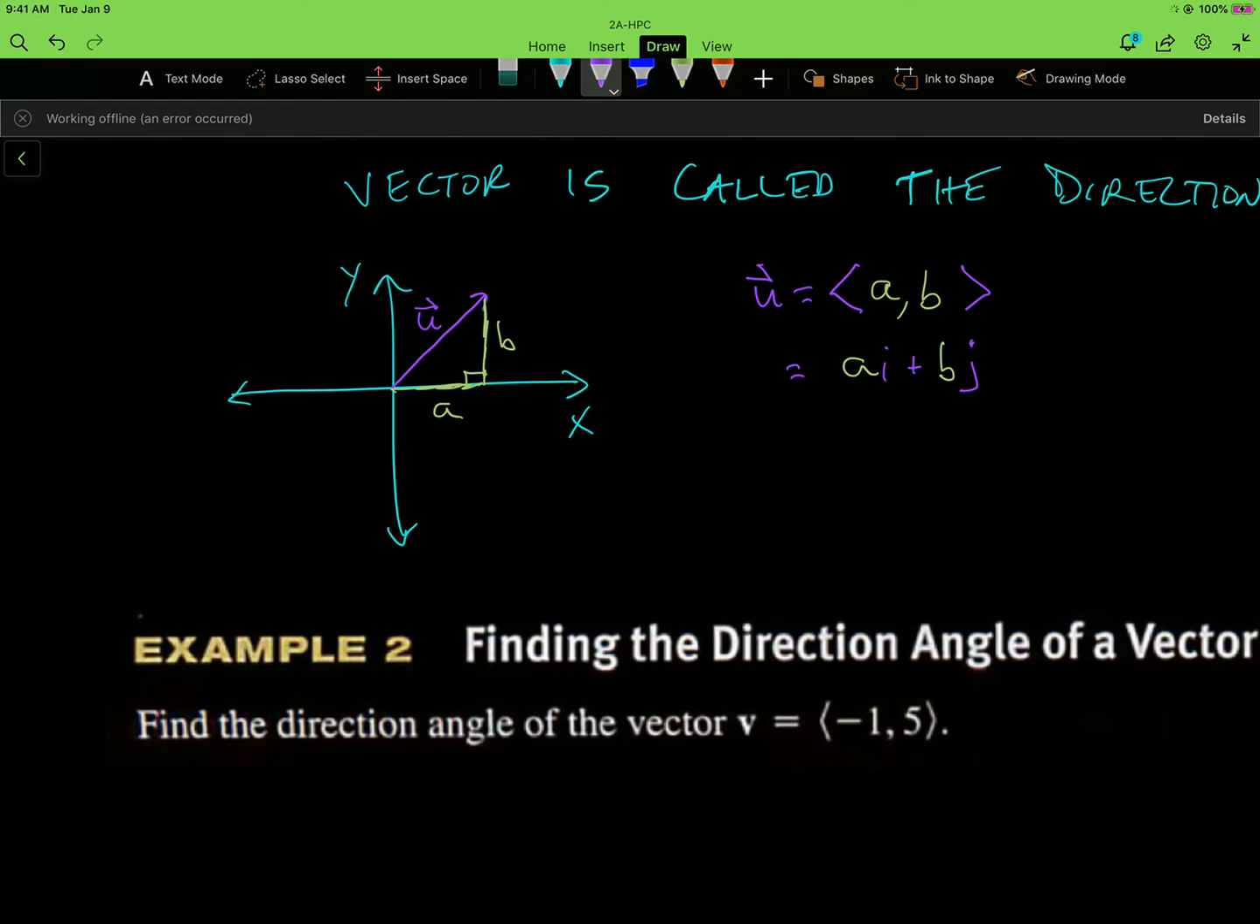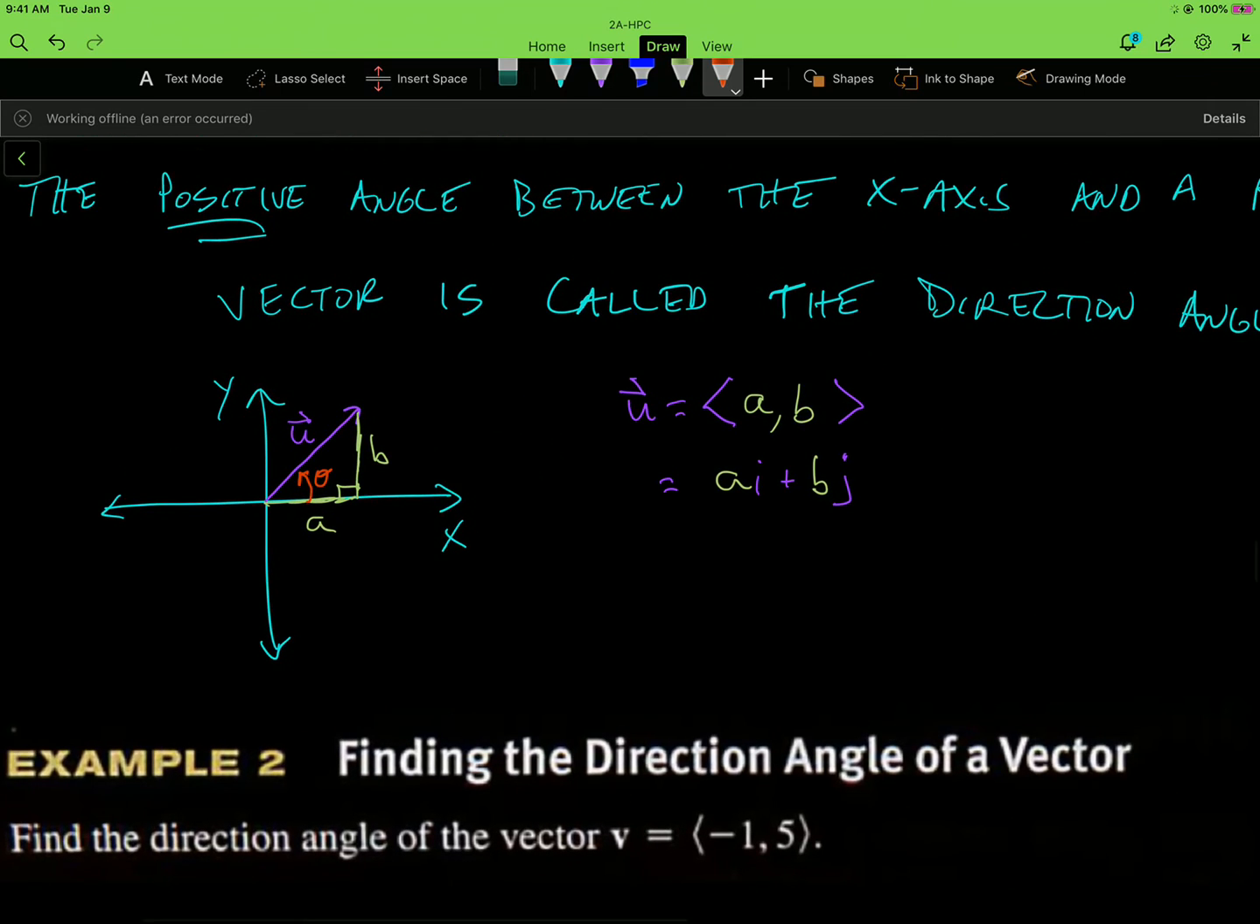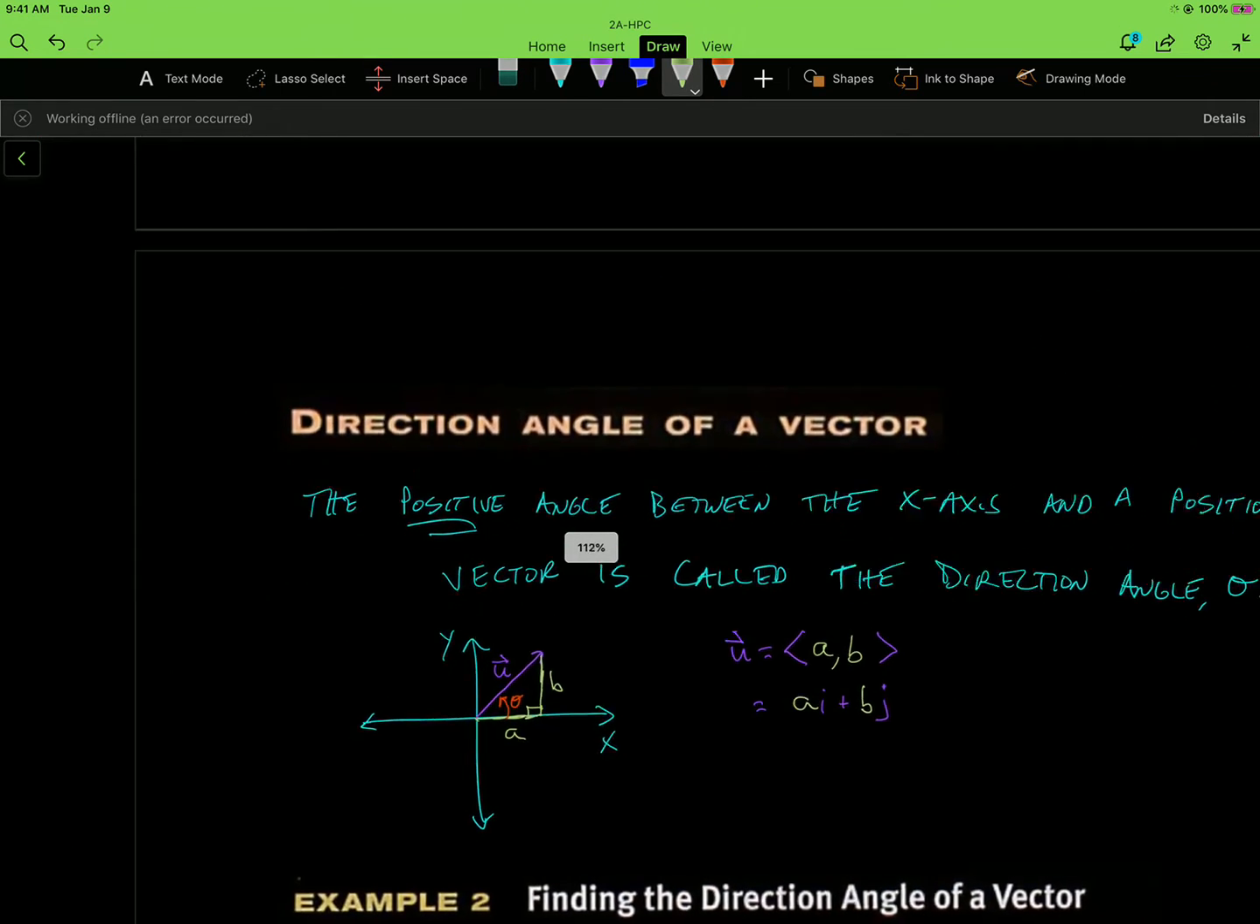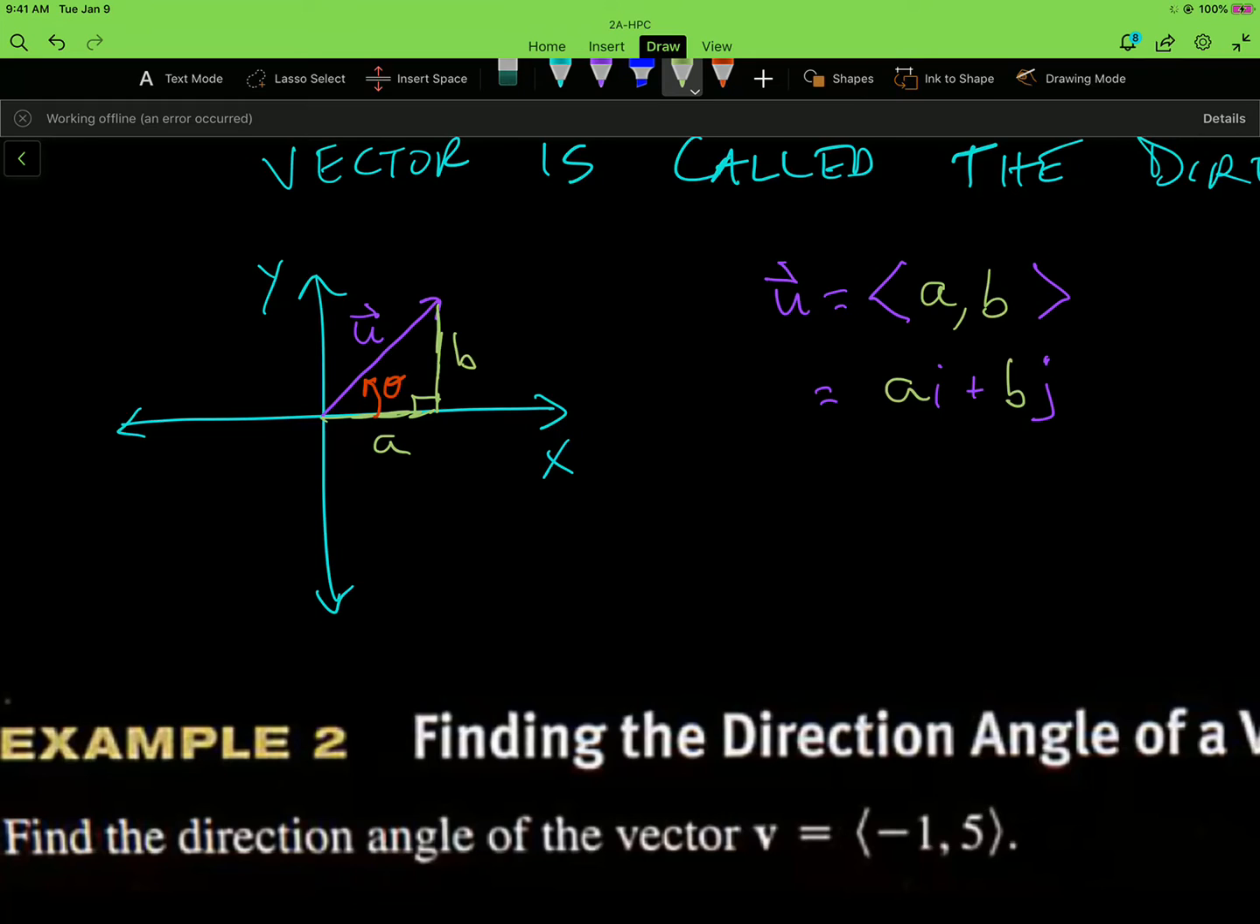So for that vector with components A and B, we need the direction angle, and the direction angle is going to be the positive angle between the positive direction of the x-axis and our actual vector. So how are we going to find theta if we have A and B? Well, it goes back to the geometry, and it's the same thing we did for polar. So this is the direction angle, and I can write my tangent of theta.